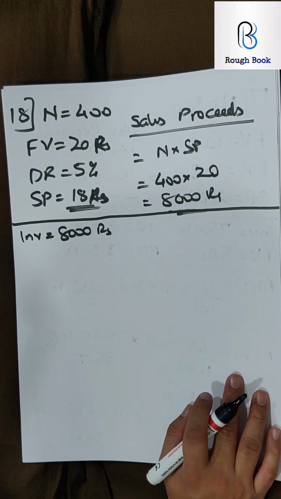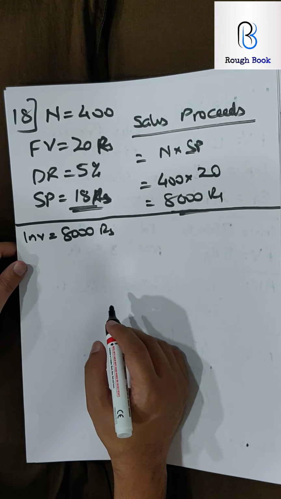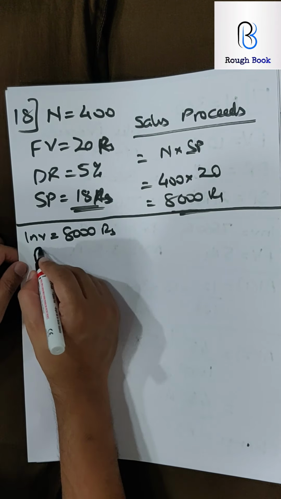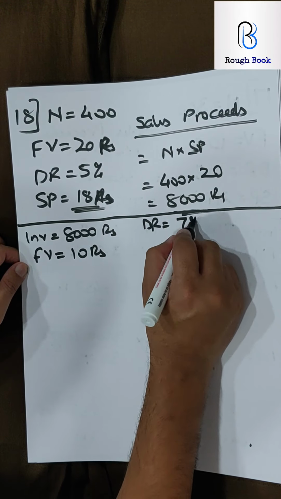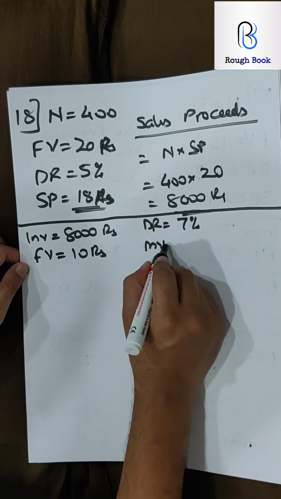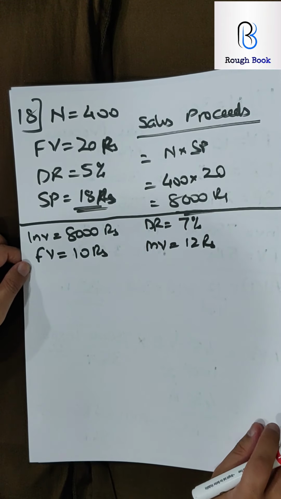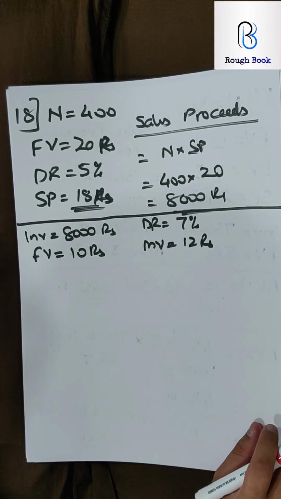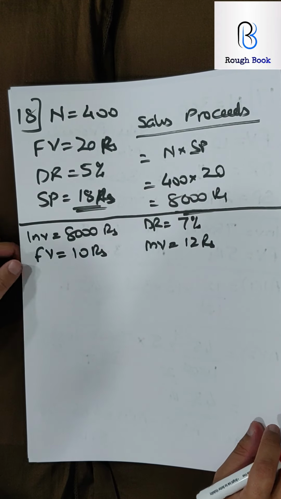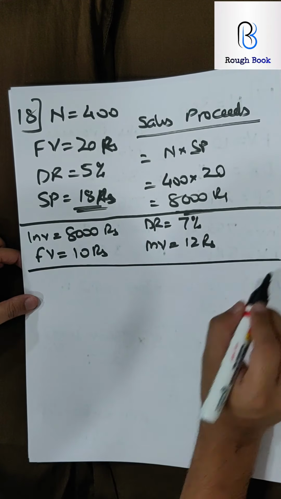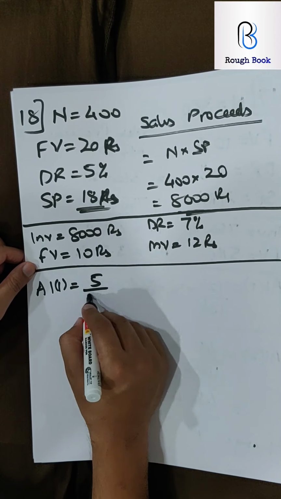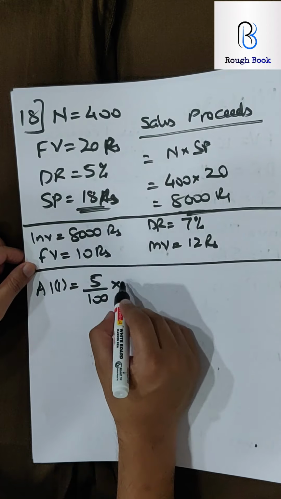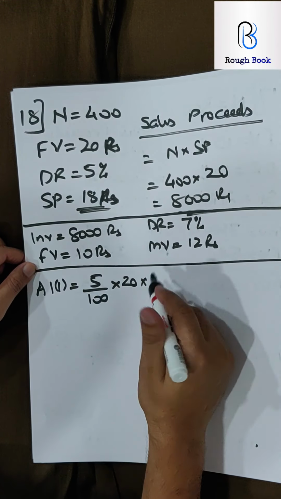Find the second company ka data now. He buys 10 rupees shares of a company paying 7% at 12. So face value 10 rupees, dividend rate 7%, market value 12 rupees he has bought it at. The question says what was the change in income. So again the same type: the two incomes is what you calculate and take their difference. So income for the first one: 5% into face value into number of shares.